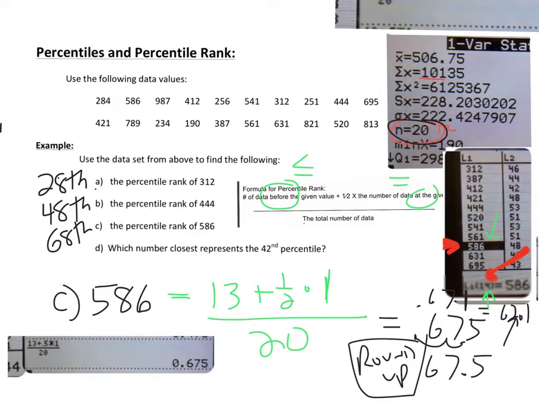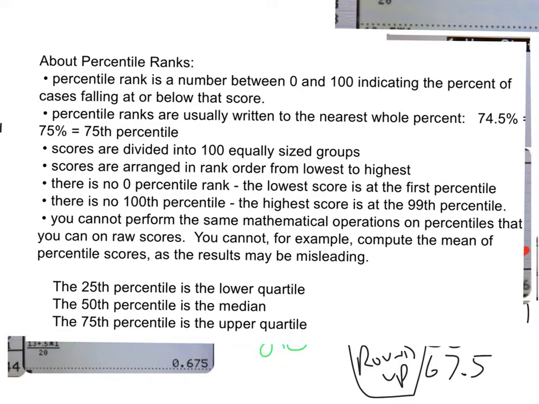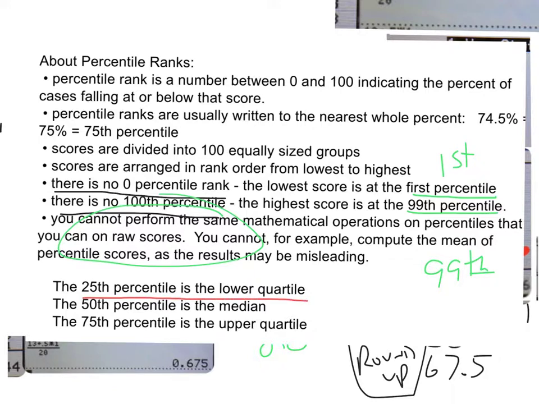Remember a few things about percentile rank. Percentile rank is always a number between 0 and 100, but there's no such thing as the 0th percentile, and there's no such thing as the 100th percentile. So the lowest percentile rank you can have is the first. The highest percentile rank you can have is the 99th. You're not allowed to add, subtract, multiply, or divide percentile ranks. They make no sense statistically. And the 25th percentile corresponds to the lower quartile. The 50th percentile is the median. And the 75th percentile is the upper quartile.